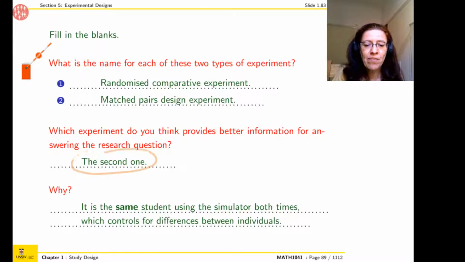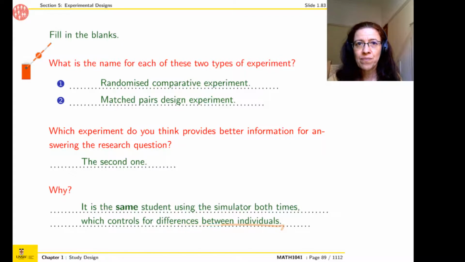It's the second one. You can imagine someone who would be really clumsy and not good at driving, and so you could see if using the phone affects them. Whereas if you had a person with a really slow reaction time, not a good driver, and you put them in one of the groups but not both, then that could affect the results of the experiment. So the reason it's better is that if it's the same student using the simulator both times, this controls for differences between individuals. We don't all have the same driving skills initially.